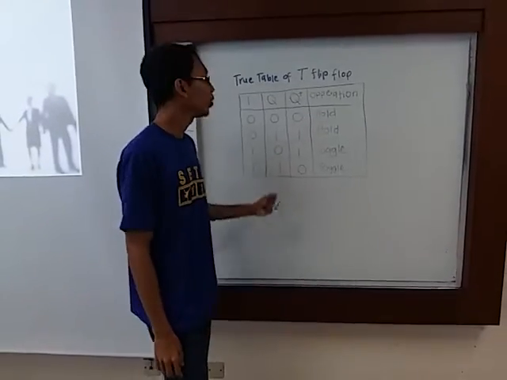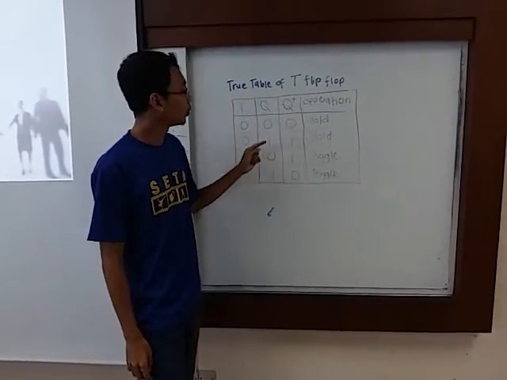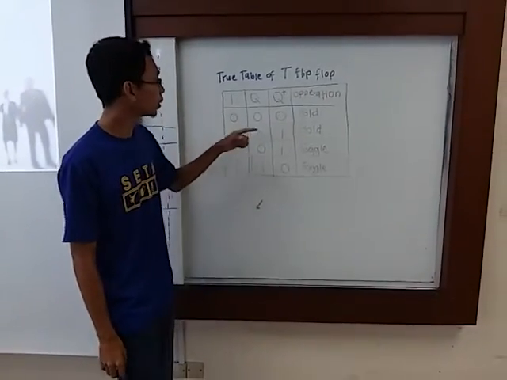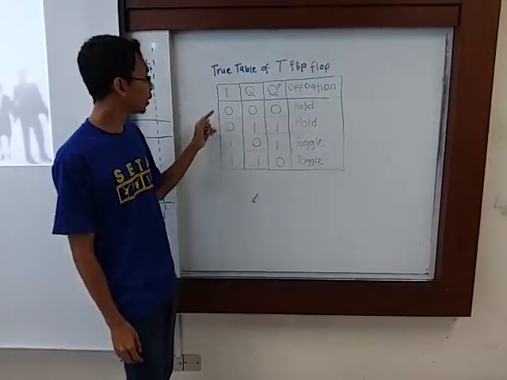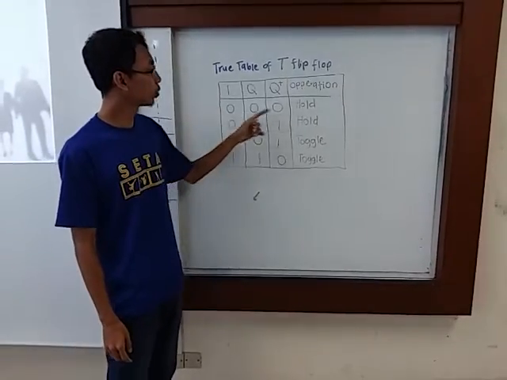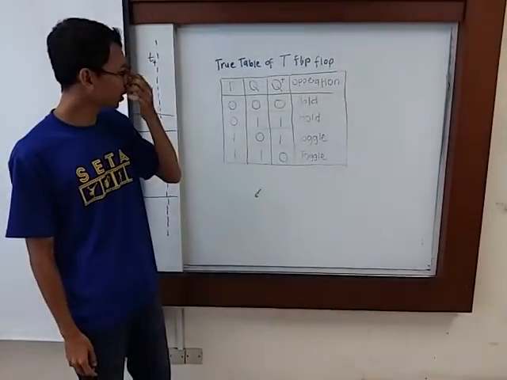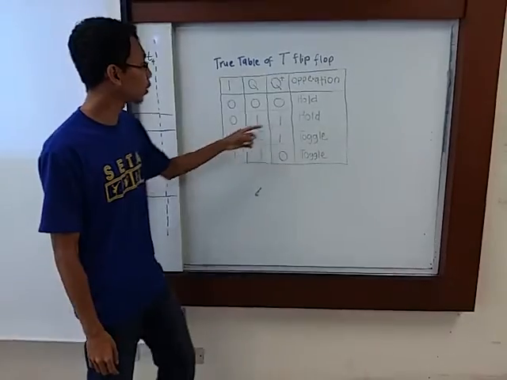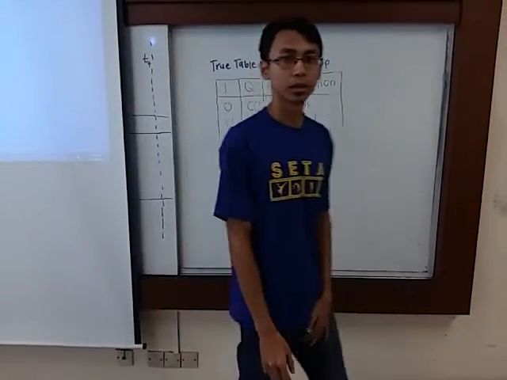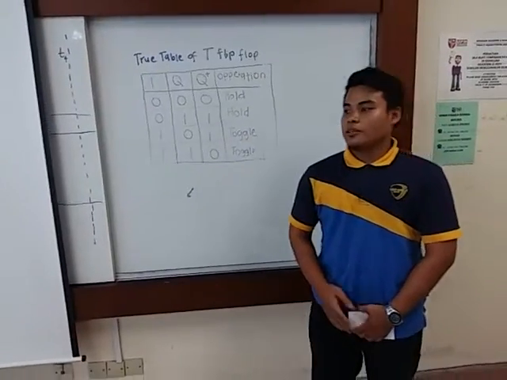The operation is, if T equals 0, it is hold, but when T equals 1, the operation is toggle. Thank you to Syawal.